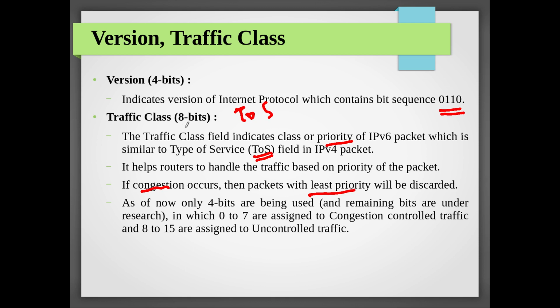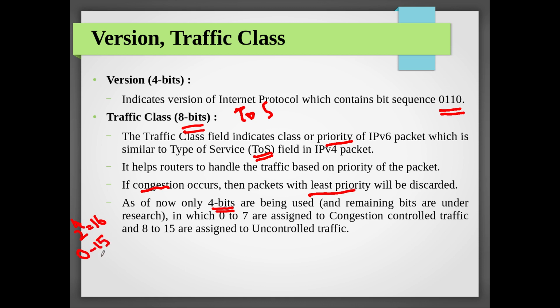See, it's an 8-bit field, right? Out of that 8 bits, 4 bits are used currently, and the remaining bits are reserved under research, or reserved for future. It may be given a different meaning in the future. So what do these 4 bits indicate? Using 4 bits, how many combinations are possible? You can come up with 2 raised to 4, that is 16 combinations, and you can represent it as 0 to 15.